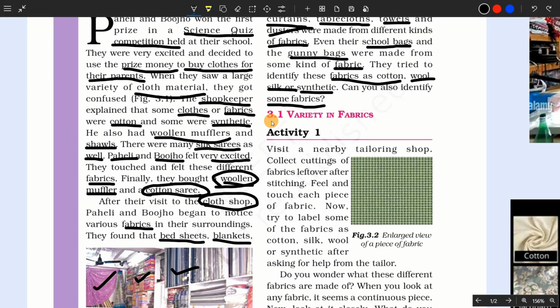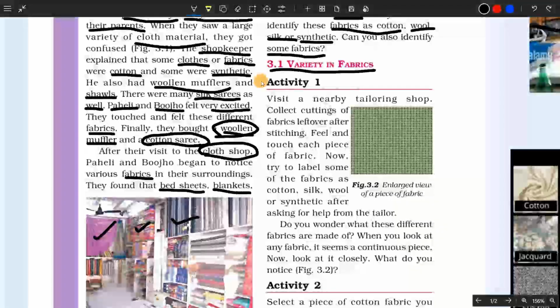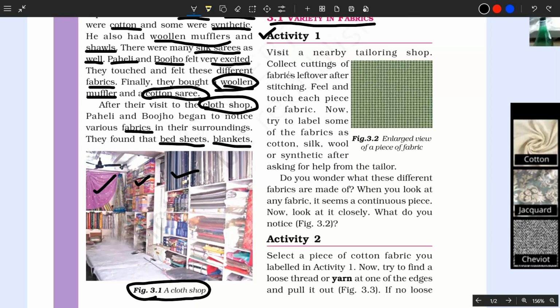Moving towards 3.1, varieties in fabric. There are different types of varieties in fabric. We'll go through it in this chapter. First, we'll do one activity. We'll start with activity 1.